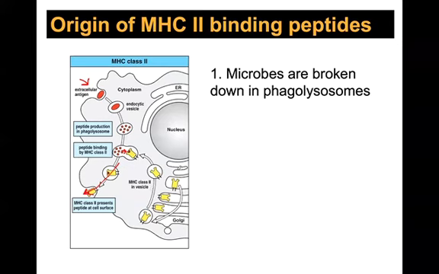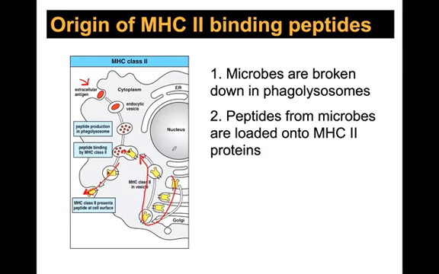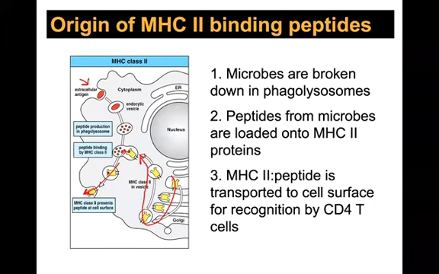So the MHC2, just like other proteins, is made in the endoplasmic reticulum. It's trafficked through the Golgi, and then it fuses with the phagolysosomes. And so you have sort of two pathways that come together to allow those peptides that are being degraded to be put on MHC2. So the first steps are the microbes, or antigens in this case, are broken down in phagolysosomes, and then they're loaded onto MHC2 proteins, and we'll actually go on how they do this because it's not just simply floating around and binding. And then once they bind, it's transported to the cell surface.